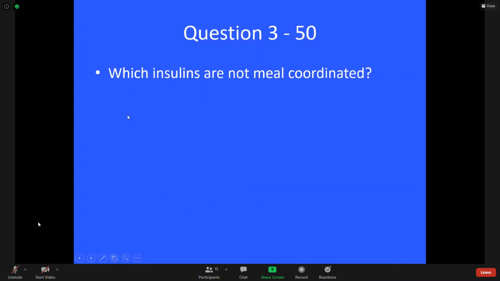All right. Sandra, what insulins are not meal coordinated? Do you need the specific ones, or the ones that are long-lasting or not long-lasting? Well, intermediate. Like, was it 6 to 12 hours?